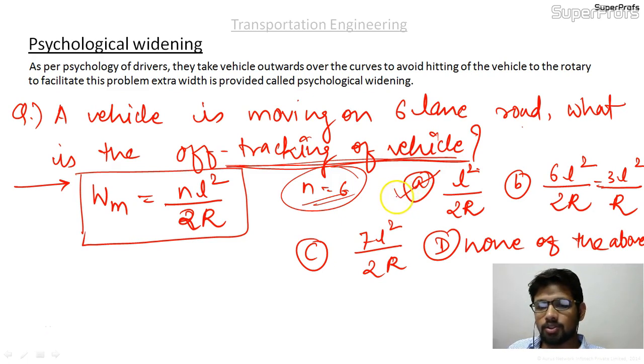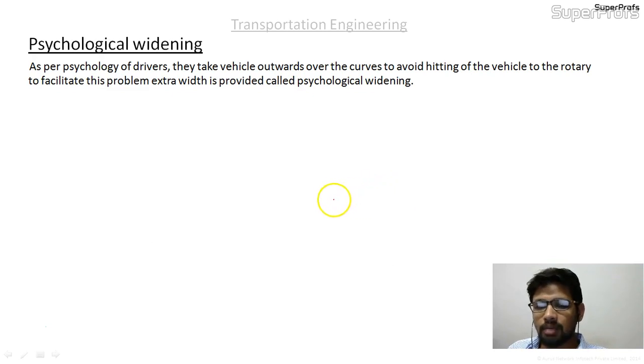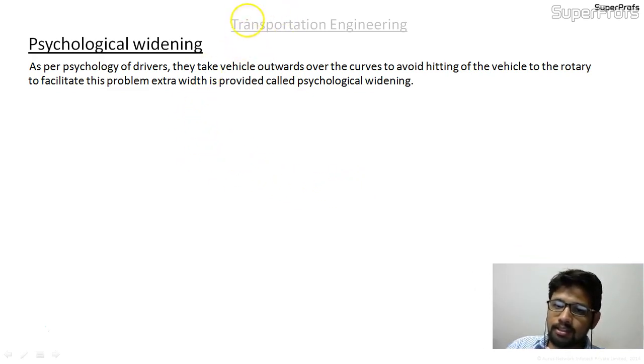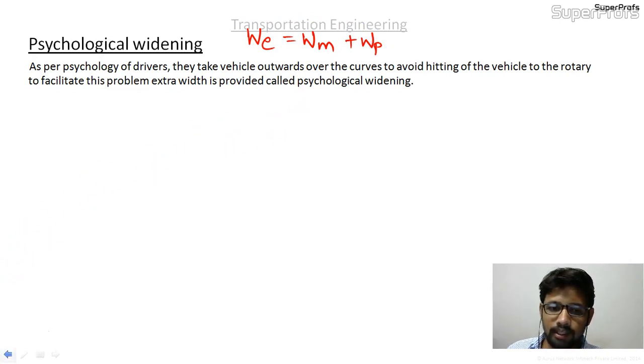Okay guys, so now let us move ahead. The next type of widening is psychological widening. We discussed that extra widening consists of mechanical widening and psychological widening. So now let us study what psychological widening is.